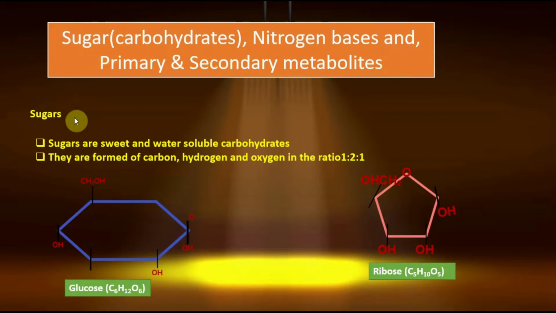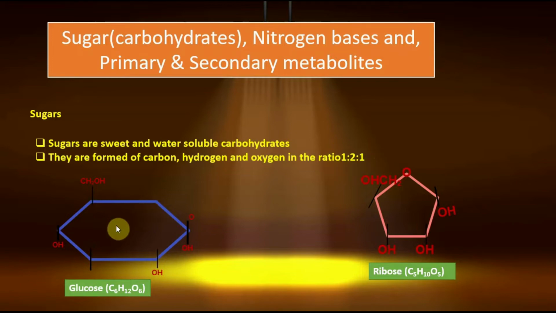Sugar. The sugars are sweet and water soluble carbohydrates. So this is the carbohydrate and is a simple sugar, or a monosaccharide, that is soluble in water and has a sweet taste. They are formed of carbon, hydrogen and oxygen, and the ratio of carbon, hydrogen and oxygen in this carbohydrate or sugar is 1:2:1. That means 1 part carbon, 2 parts hydrogen and 1 part oxygen.